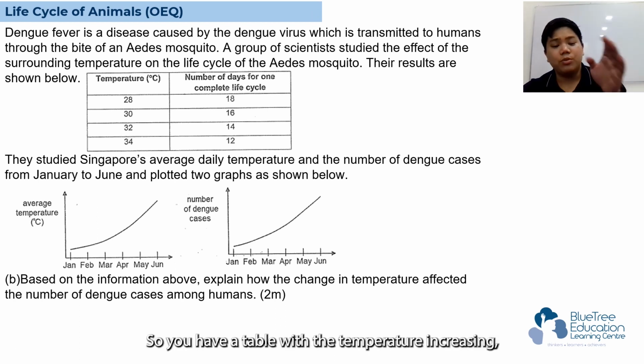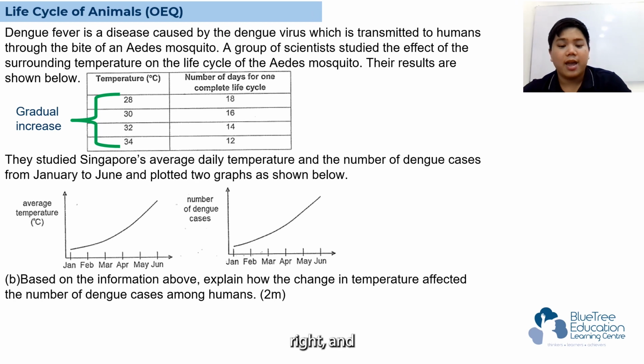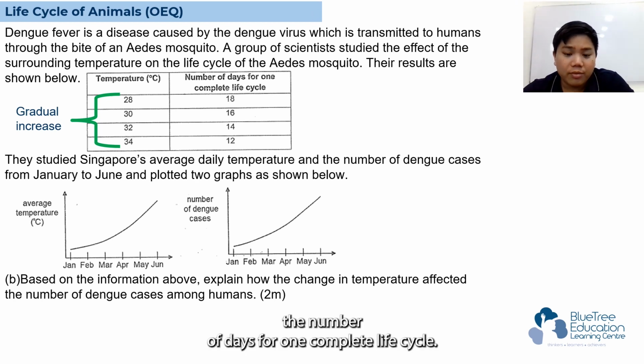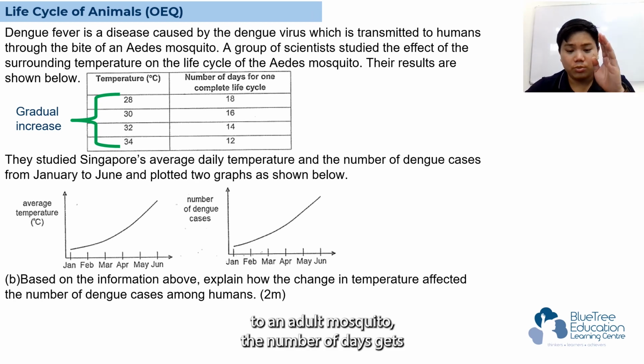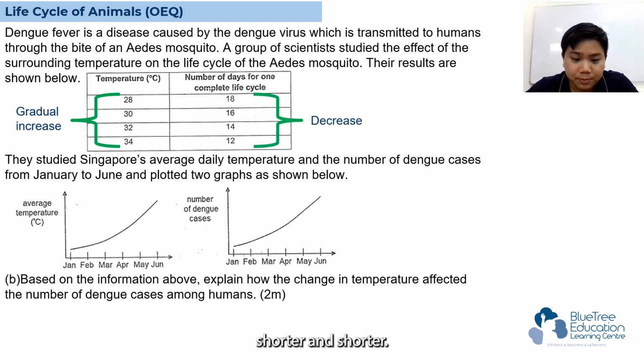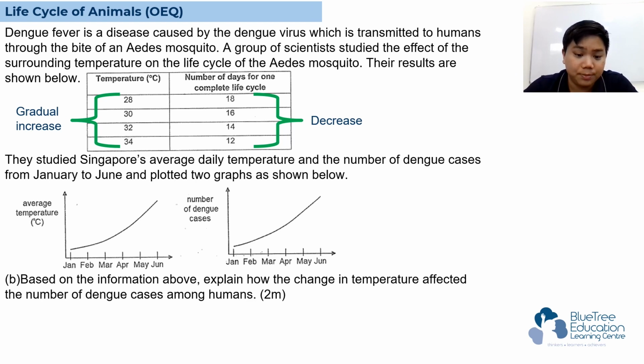So you have a table with the temperature increasing, and the number of days for one complete life cycle. That means for the life cycle of an Aedes mosquito, from egg to an adult mosquito, the number of days gets shorter and shorter, which means that the Aedes mosquitoes reach adulthood faster.